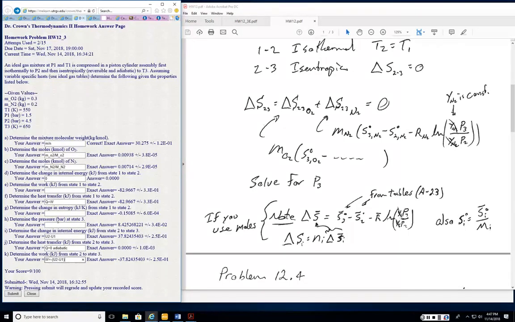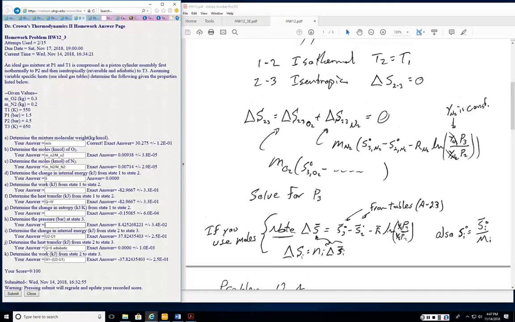And I don't have room to write out this expression. That's fairly long, writing out this term for oxygen and nitrogen and solving for P. I hope that's helped. 12.3. I didn't work it all through, but you'll find these equations very useful. They're from chapter 6 of your textbook.